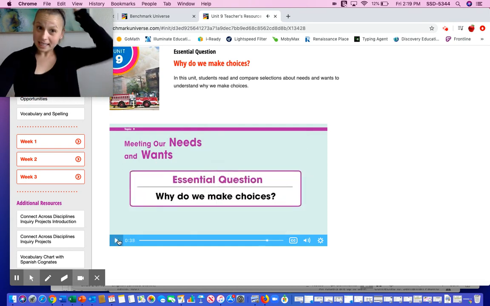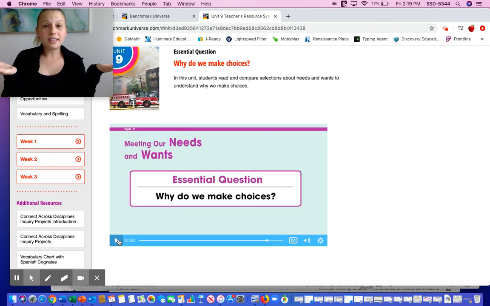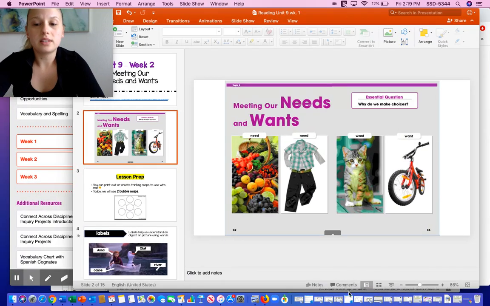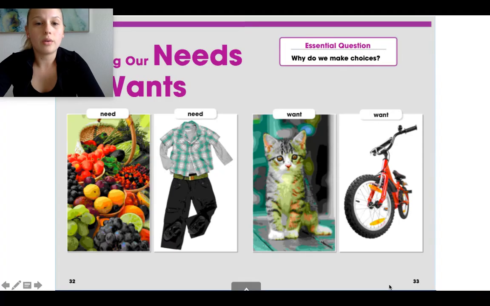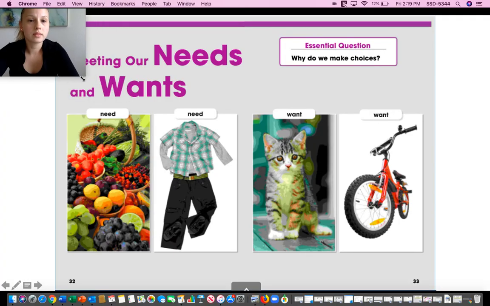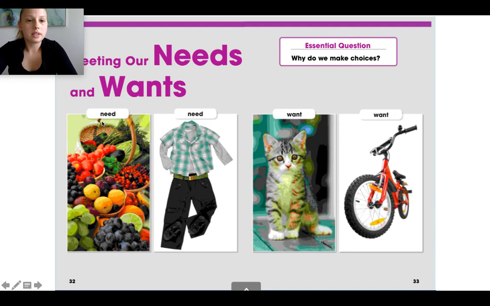So that's our big idea. Ding! Why do we make choices? Why do we make the choices to decide the things that we need versus the things that we want? And so that is what we're studying all about. Before we get started with our story, we're going to go over our little poster here, meeting our needs and wants.